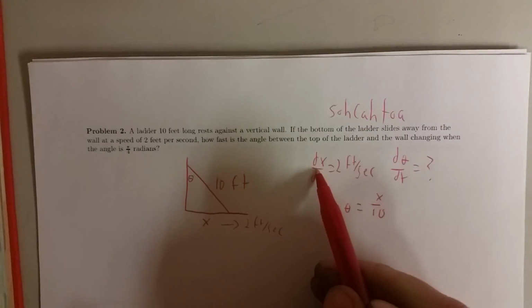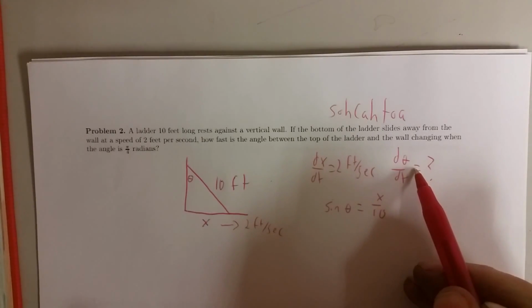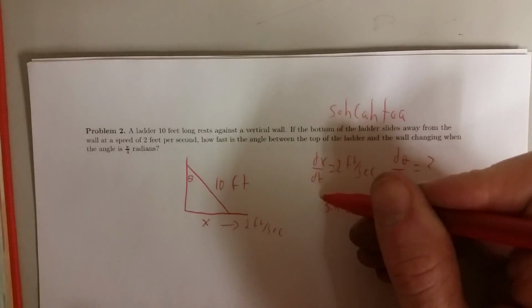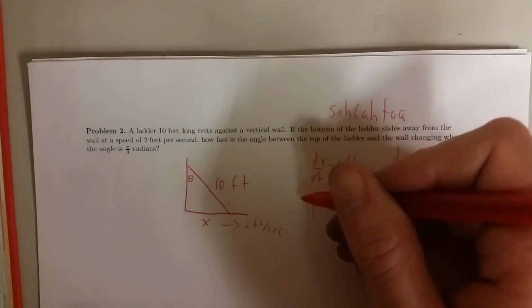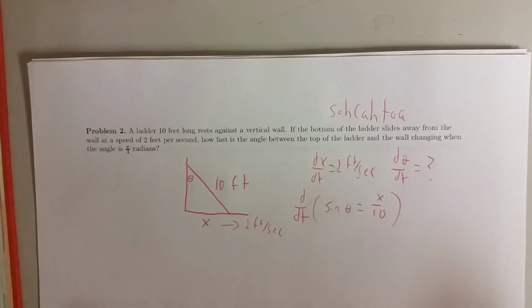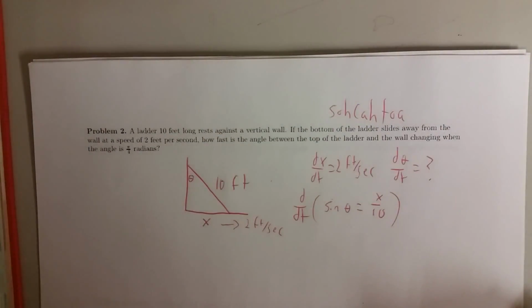Okay, we know what dx/dt is. We want to know what d theta/dt is. So what I'm going to do is take this entire equation and d/dt it. It gets a little complex with the chain rule, you might forget.